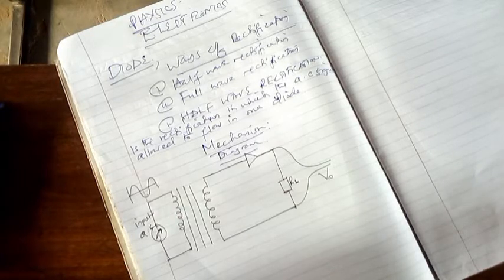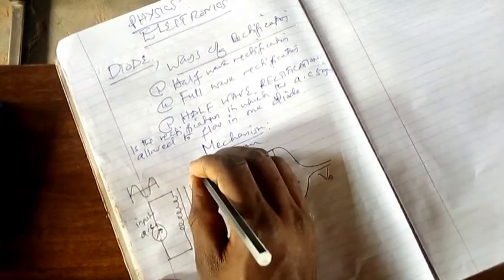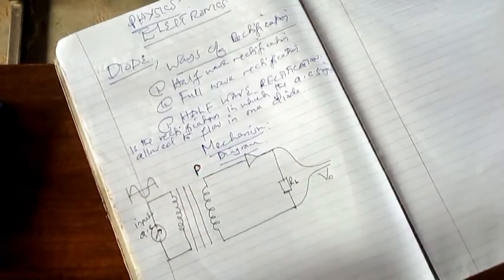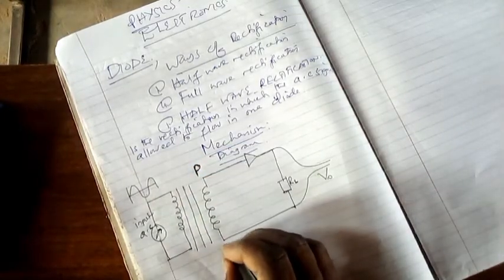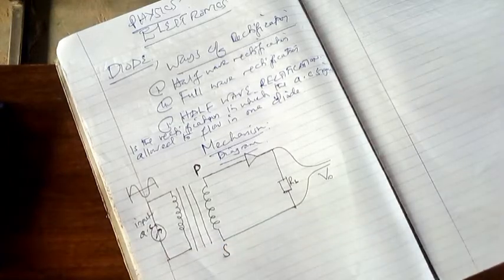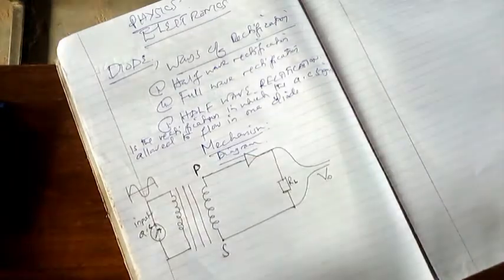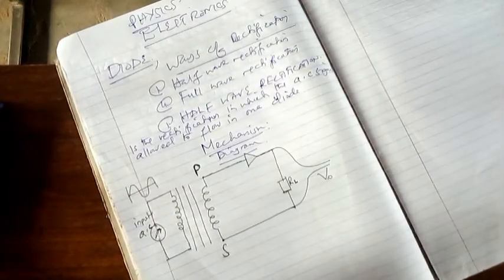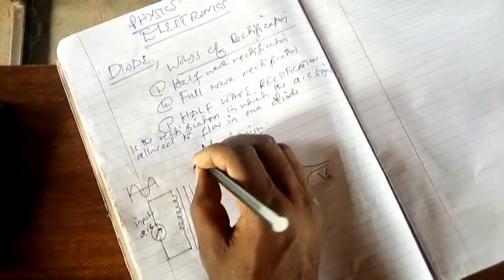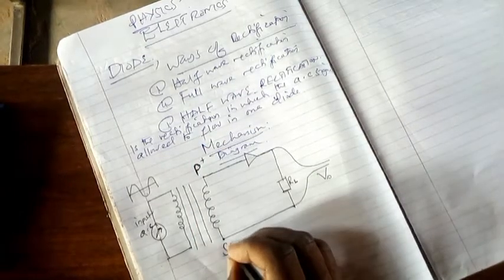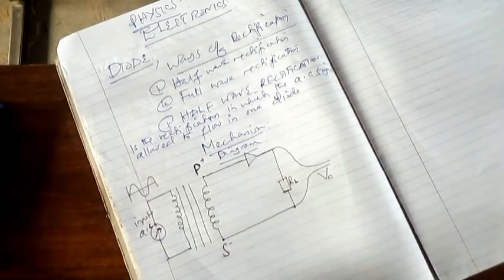Now we start by letting this point be maybe P, and this side be AC. This point here we call AC, but this point we call P. After that we start the mechanism. The first mechanism says: assume that this P is the positive terminal and this S is the negative terminal. What next?